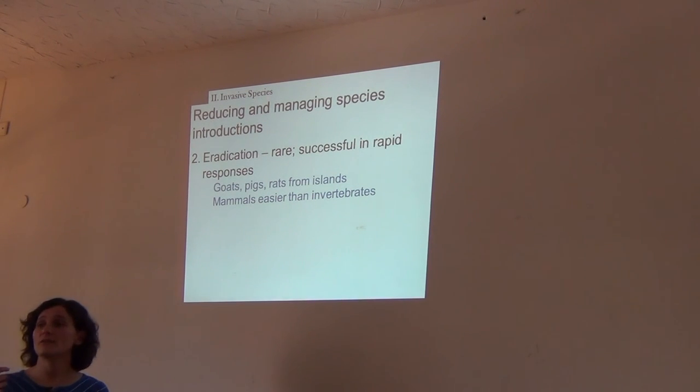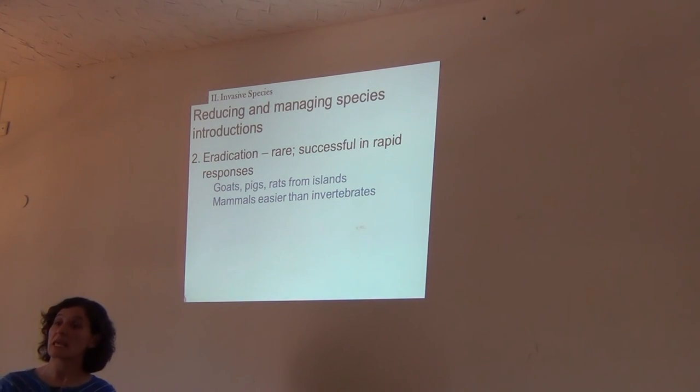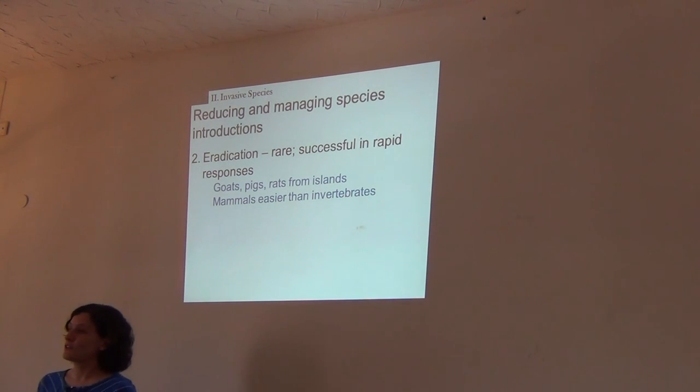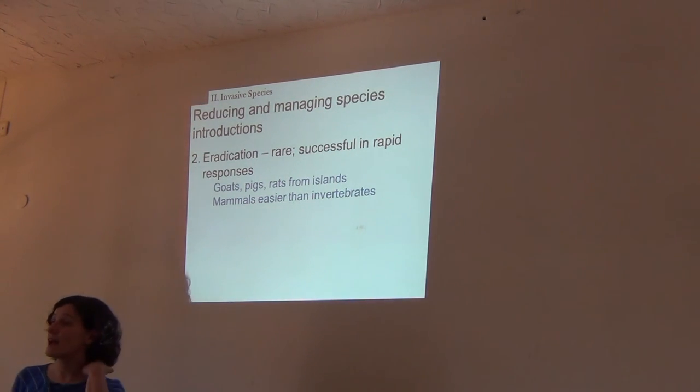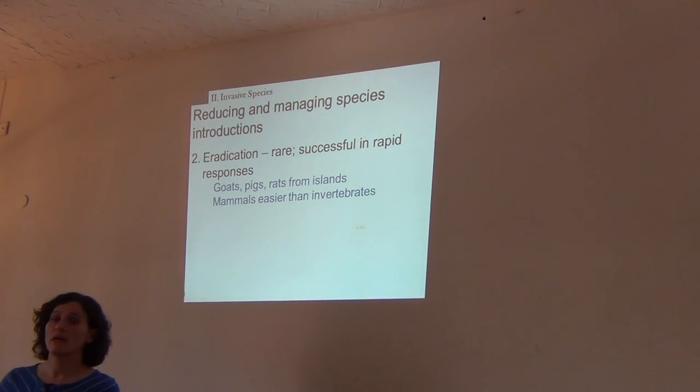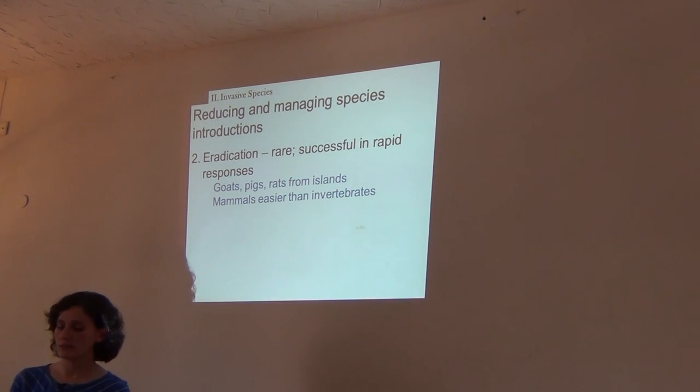You can have a very bad idea of introducing maybe cats or mongoose to take care of the rats, and that would be really a disaster. But usually goats and pigs, we can get rid of them because people like to eat goats and pigs, so we just open season hunting, and that is doable. Yet it's not easy to do, and it's not cheap to do. However, we can get rid of goats and pigs more readily than getting rid of an insect pest, or a snake.